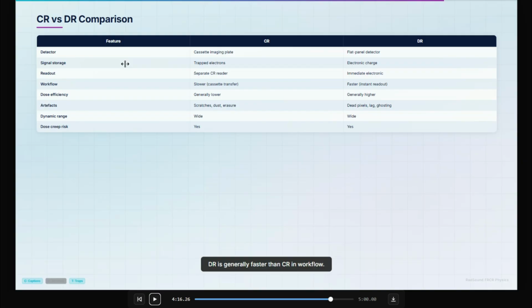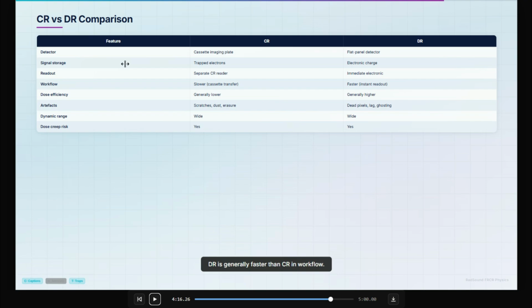Now the differences compared to CR. The detector system used in CR is a cassette with an imaging plate, IP, whereas DR is a flat panel detector. The signal storage is trapped electrons in CR and electronic charge in DR. For readout, a red laser is used in CR, separately from the cassette. So you take the cassette, go to the laser, and then read the image, while in DR it's immediate and electronic. The charge will be converted to an image.